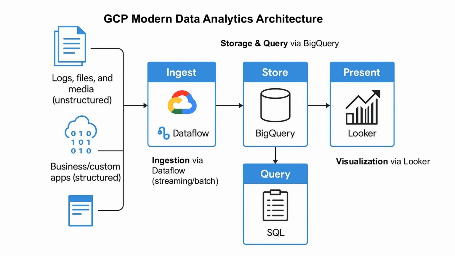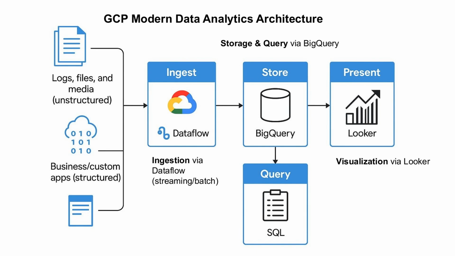Great to be here. Today, we're tackling something pretty core to cloud data, the GCP Modern Data Analytics Architecture. We've got this diagram, basically a map, showing how data flows in this Google Cloud setup. Our mission really is to follow that map, see the key components, understand the path data takes, and maybe touch on why it's set up this way, why it's considered modern.